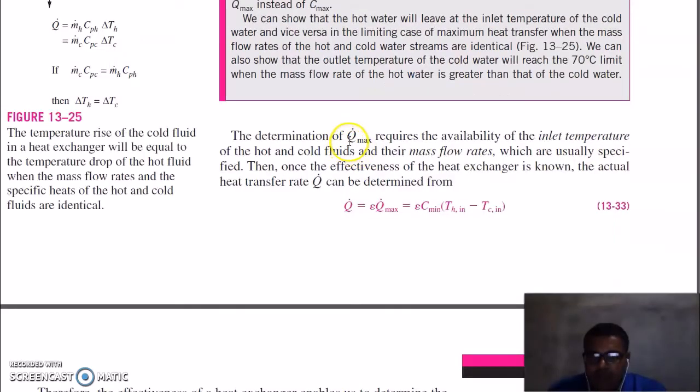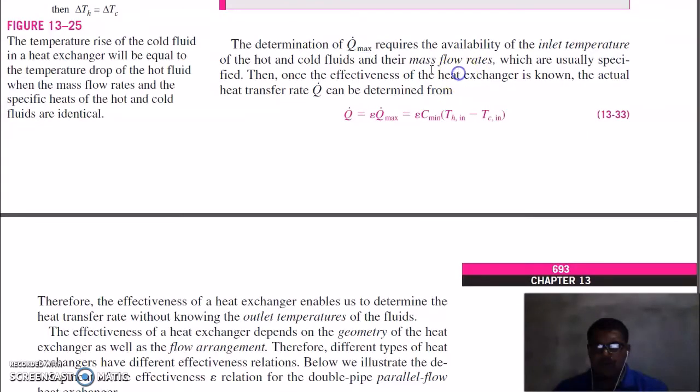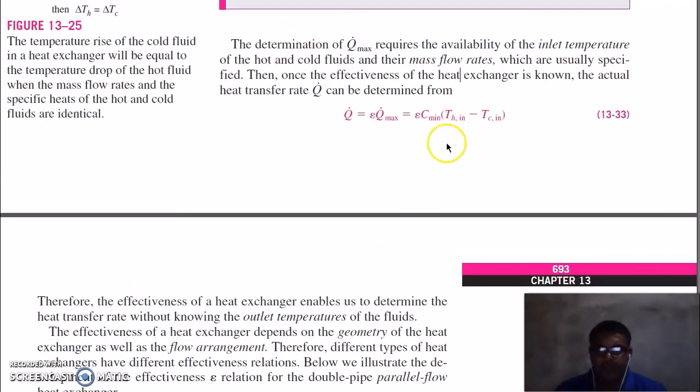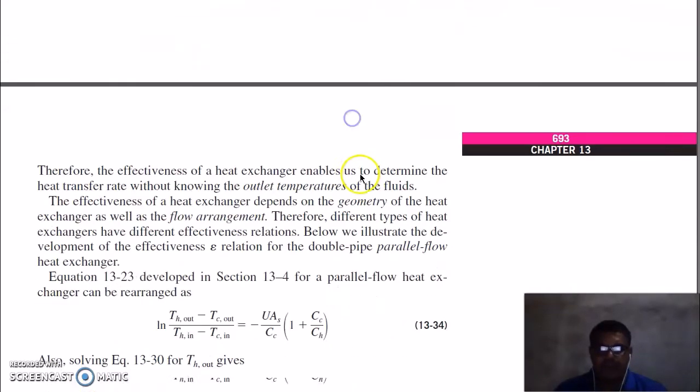So determination of Q maximum requires the availability of the inlet temperatures for hot and cold fluids and their mass flow rates, which are usually specified. Then once the effectiveness of the heat exchanger is known, the actual heat transfer Q can be determined from this relation. Q is equal to effectiveness times Q maximum, effectiveness times C minimum times (T hot in minus T cold in). Therefore, the effectiveness of a heat exchanger enables us to determine the heat transfer rate without knowing the outlet temperature of the fluid.